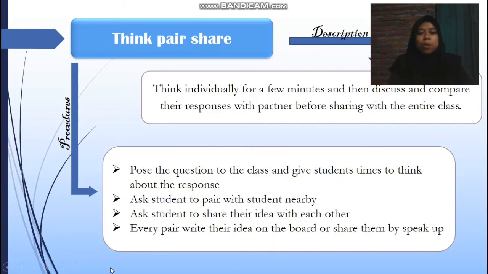First is post the question to the class and give students time to think about the response. And this is the think section. And the next is ask students to pair with a student nearby. And this is the pair section. And then ask students to share their ideas with each other. And this is the sharing. And the last is every pair writes their idea on the board or shares them by speaking up. And this helps students to speak up, to be brave speakers.